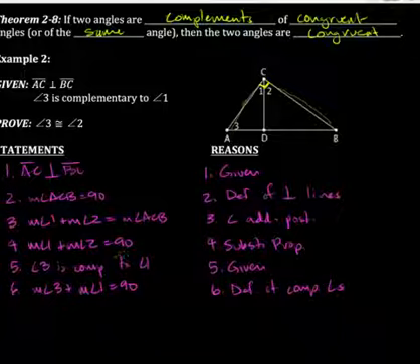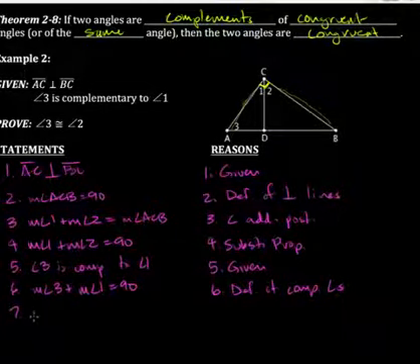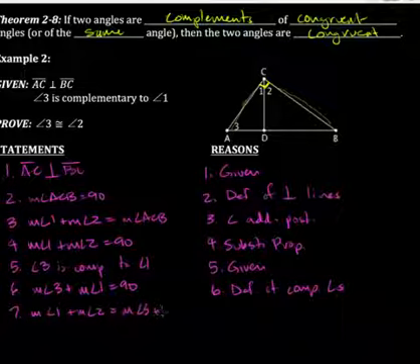And now, kind of like what we saw in that last proof, we have two things that both equal 90. Let's set them equal to each other. The measure of angle 1 plus the measure of angle 2 equals the measure of angle 3 plus the measure of angle 1. And that is, again, either by substitution or transitive, whichever you'd prefer to use.